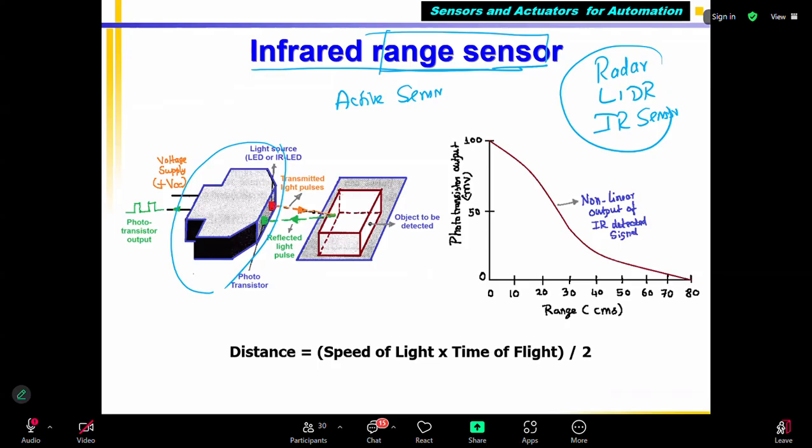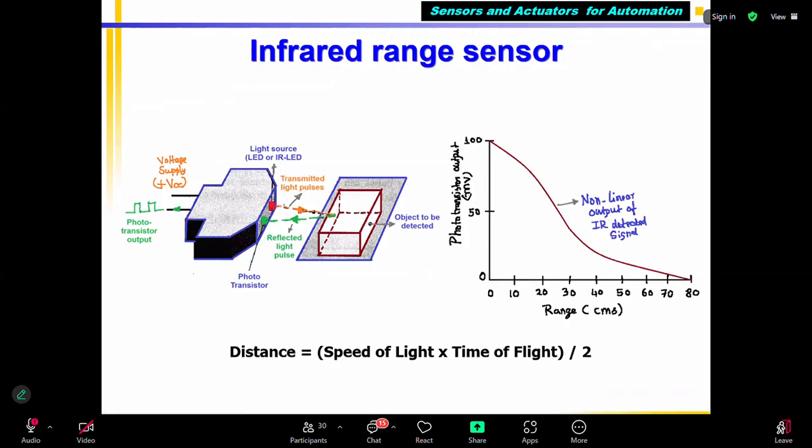In this IR sensor, I have an IR diode, my light source. I give it a voltage, for example pulses. Then it emits light pulses, which travel in front of my vehicle, because this is mounted on the vehicle. The light goes and hits the object to be detected, a rectangular object. It hits it and some light is reflected back. The reflected light will be captured by the detector.